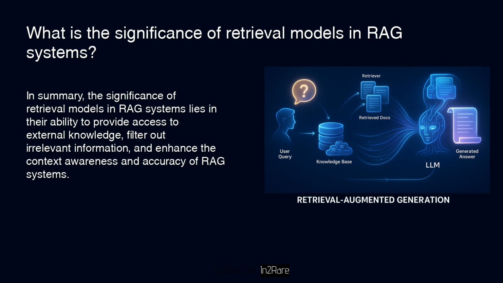In summary, the significance of retrieval models in RAG systems lies in their ability to provide access to external knowledge, filter out irrelevant information, and enhance the context awareness and accuracy of RAG systems.